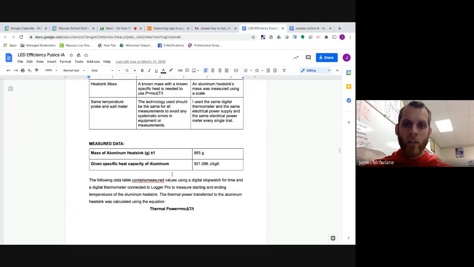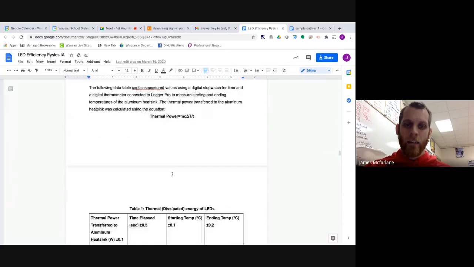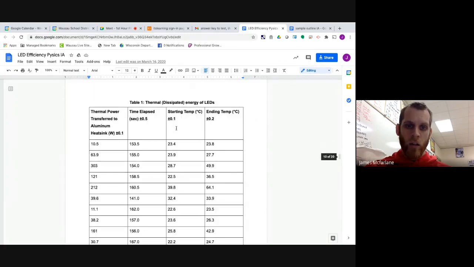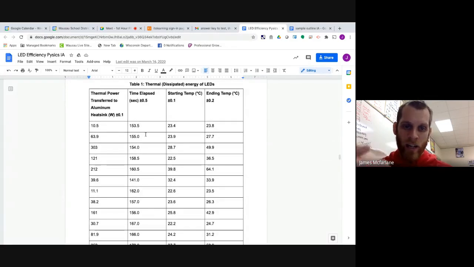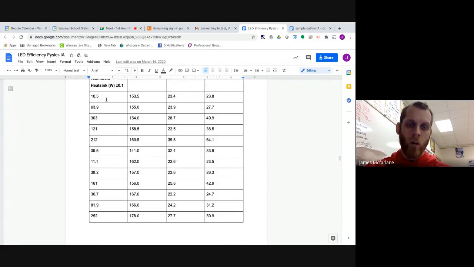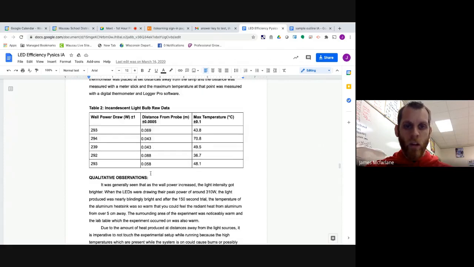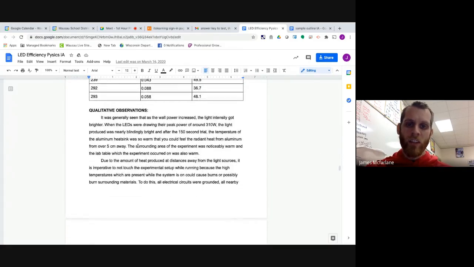Now, raw data table. Basically, the raw data table is like, what data did you collect? So here's some raw data. He collected the mass of the aluminum, the specific heat capacity of aluminum, some time values, so he timed how long it took for the aluminum to go from a starting temperature to an ending temperature. He calculated the power. So those are just some general pieces of data that he collected. So that's what the raw data means. Qualitative observations, that's just like, what did he observe? And we could always tack that on later.